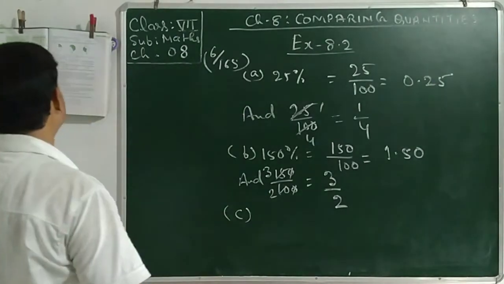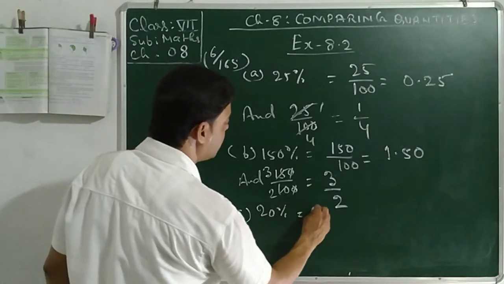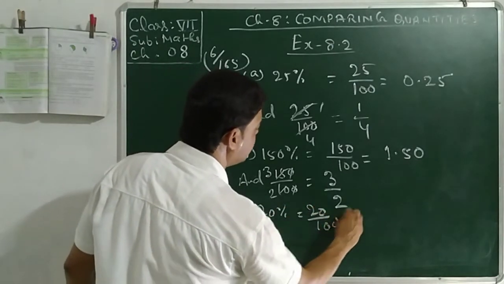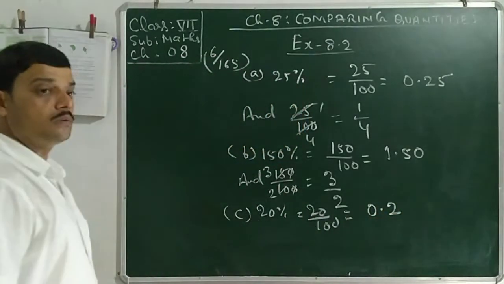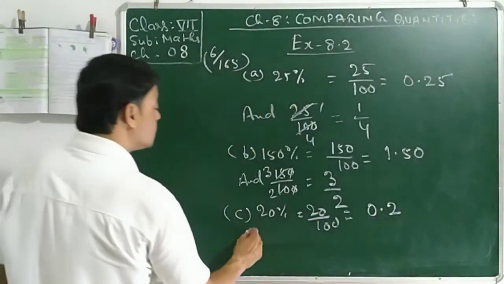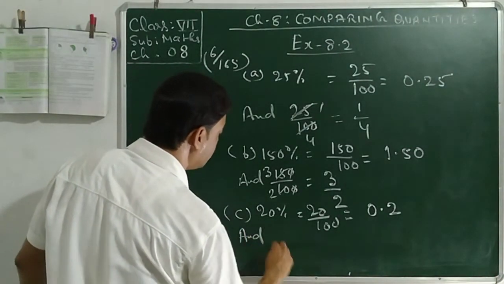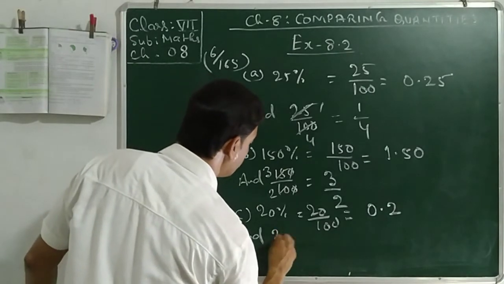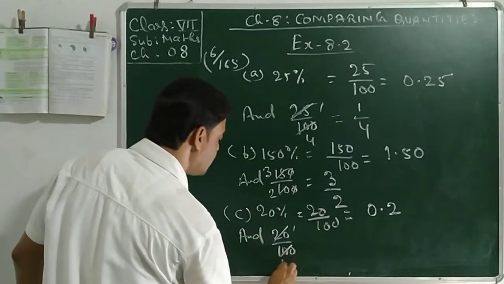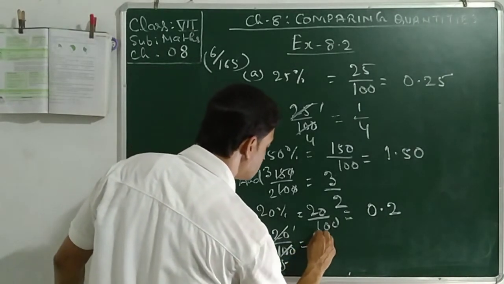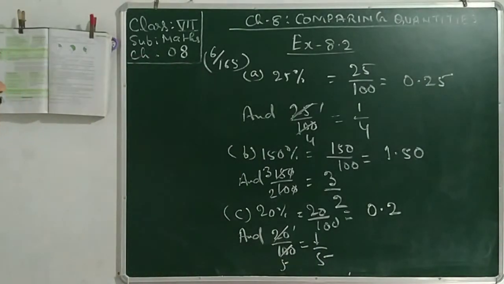Similarly, C number, it's 20%. 20% can be written as 20 by 100, that will be 0.2. And if you convert it to the simplest form, 20 by 100 is 20 ones are 20, 20 fives are 100, so it will be 1 by 5. It was C number.